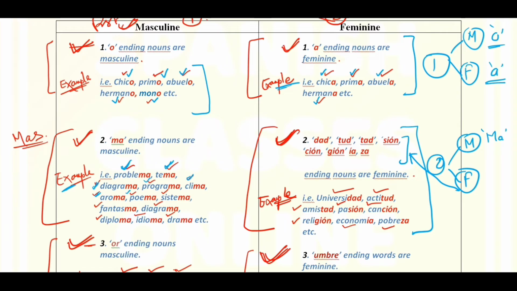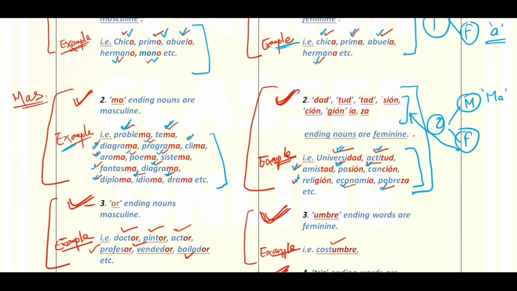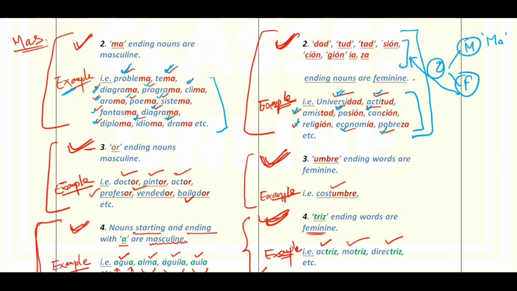If I write any noun and give you a task to identify and separate them, then by looking at the ending, you can put them together in masculine and feminine categories. That's why this part is very important. Dad, tud. There are many examples written. Universidad, DAD ending. Actitud, TUD ending. Amistad, TAD ending. Pasión, SION ending. CION ending. Canción, religión. Economía, pobreza. These are examples.